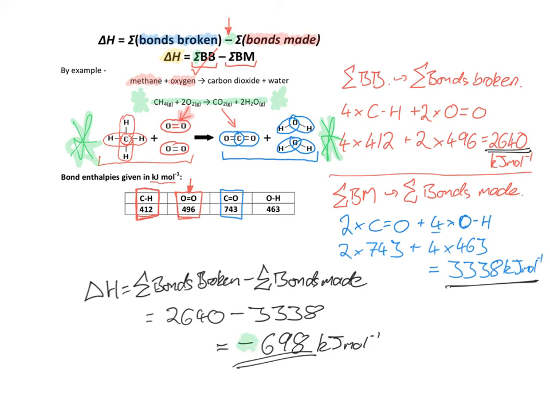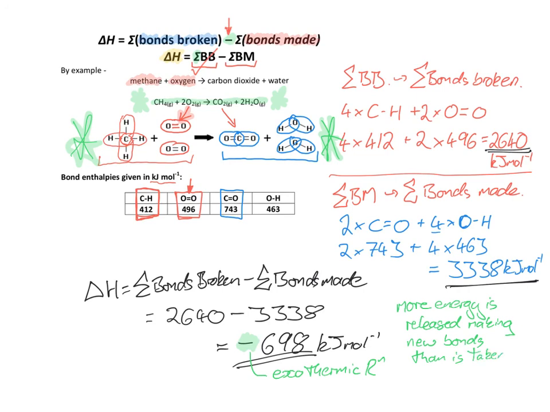So I've got a nice negative number there, which is what I was hoping for, which is what I was expecting. So I have an exothermic reaction, which is good because it's a combustion, it should be exothermic. And let's just have a quick recap on why. More energy is released making new bonds than is taken in to break old bonds.